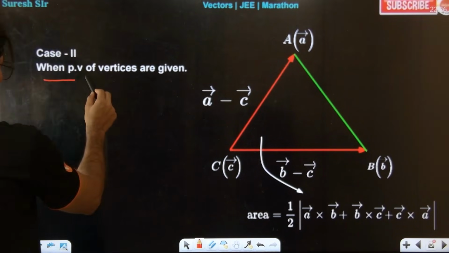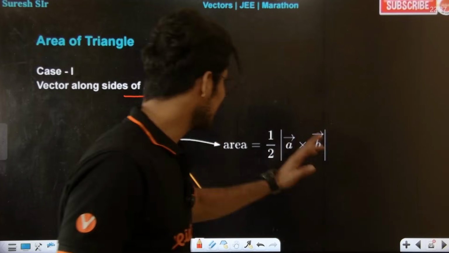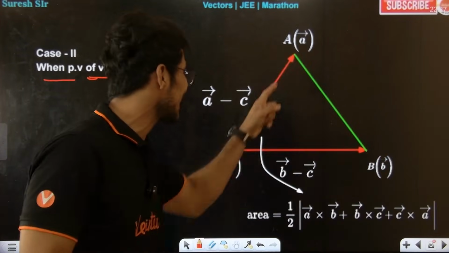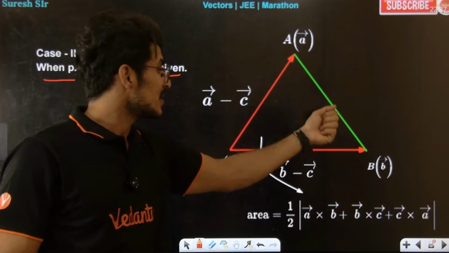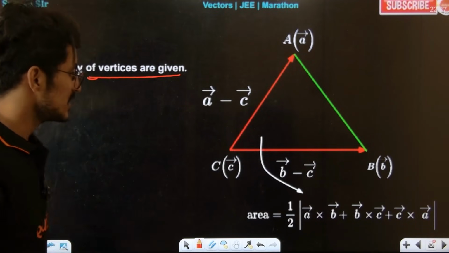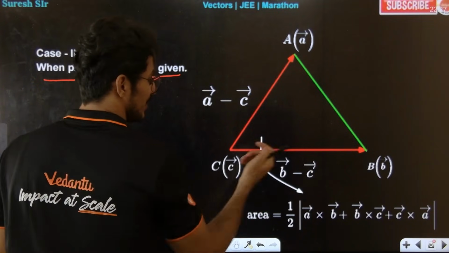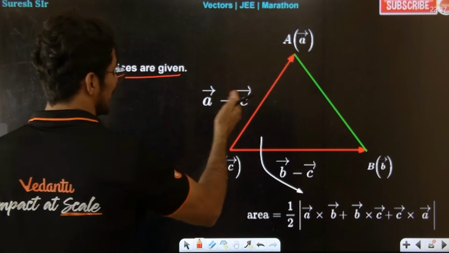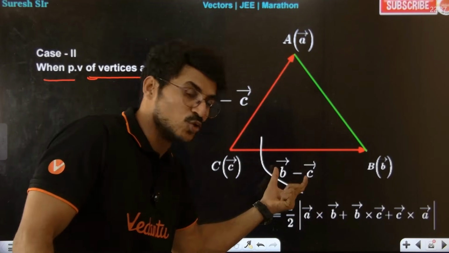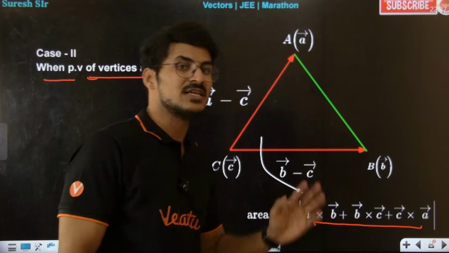Now when position vectors of the vertices are given, vertex A has position vector A, B has B vector, C has C vector. What is the vector CB? B minus C. And this is A minus C. The area is half into the cross product of these two, which gives A cross B plus B cross C plus C cross A.